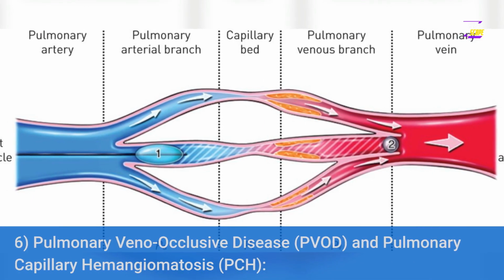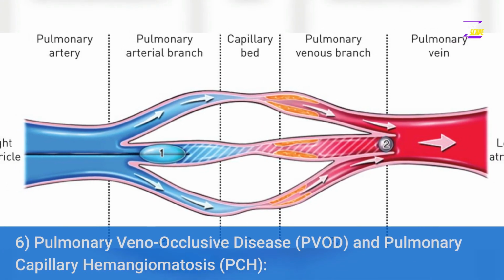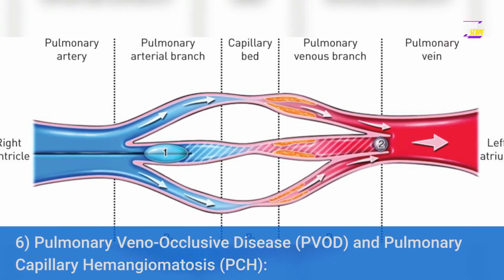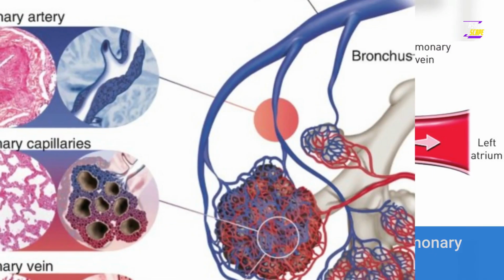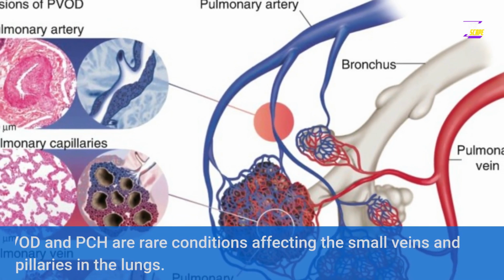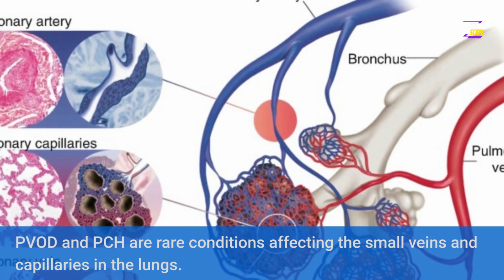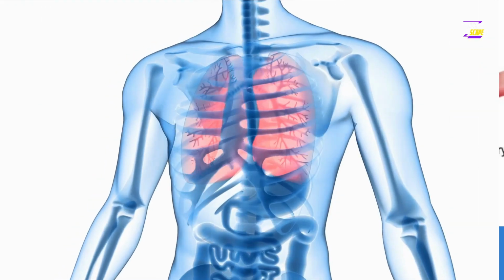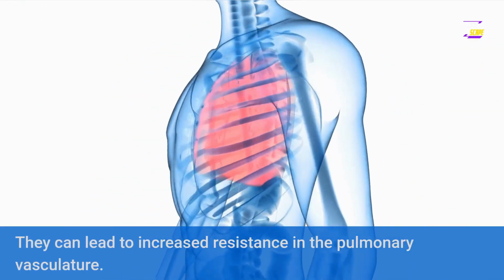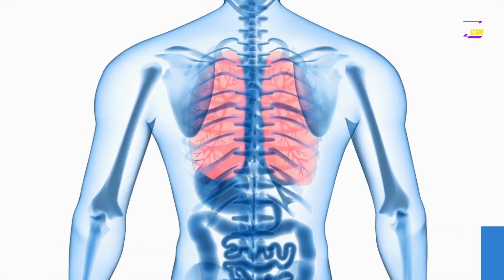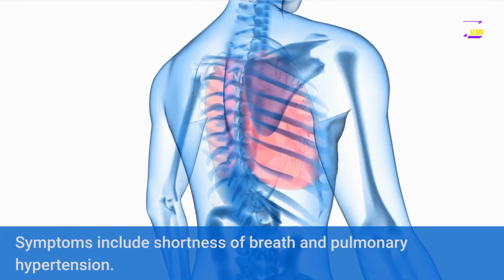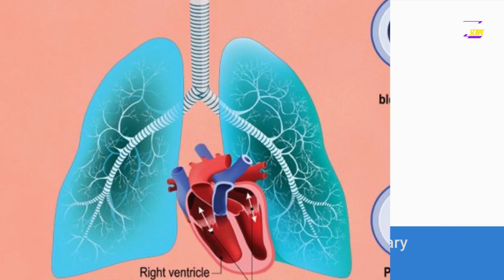6. Pulmonary veno-occlusive disease, PVOD, and pulmonary capillary hemangiomatosis, PCH. PVOD and PCH are rare conditions affecting the small veins and capillaries in the lungs. They can lead to increased resistance in the pulmonary vasculature. Symptoms include shortness of breath and pulmonary hypertension.